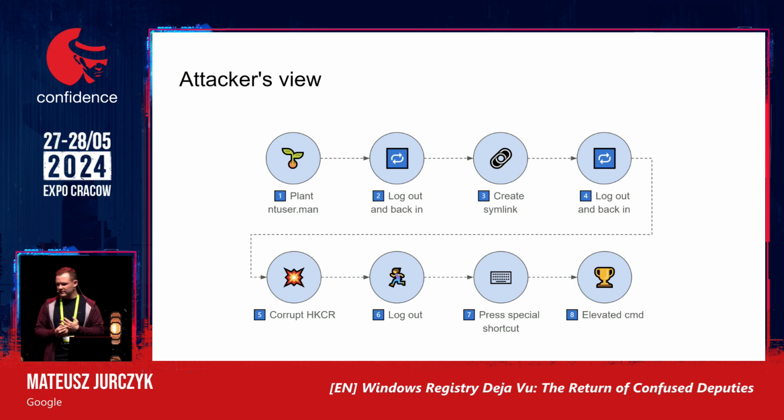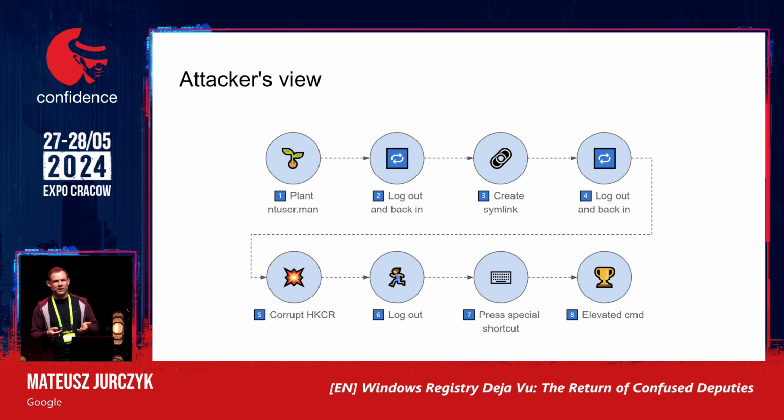So from the attacker's point of view, this is what is happening. So first of all, we are planting the specially crafted ntuser.man hive file that redirects the event system key to HKCC. Then we log in and log out and log back in, create a symlink, trigger the vulnerability again. Then we have access to the special key in HKCR. We corrupt it. We log out again.